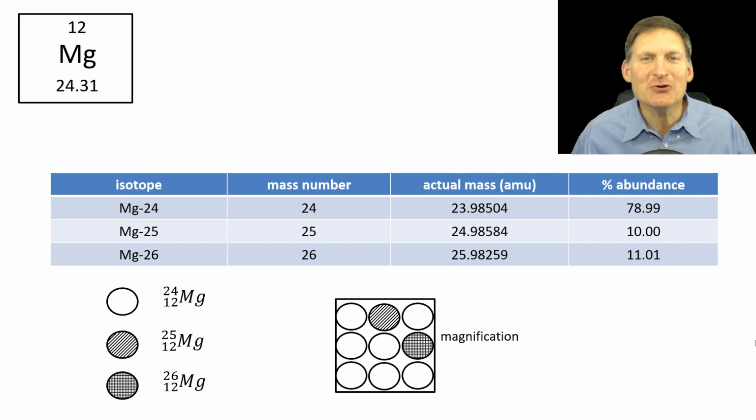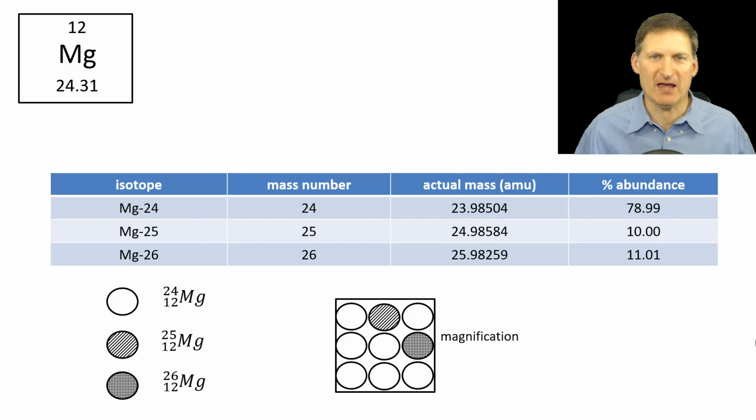So now I'd like you to propose a definition of atomic mass. In other words, how is this 24.31 determined? Stop the video now and write your definition.